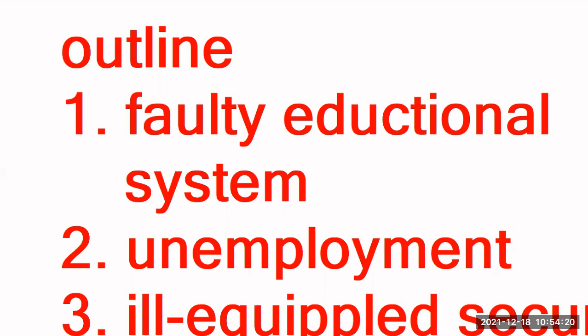Okay, so now we have attempted to jot down 3 points. Number 1 is faulty educational system. We are going to explain how this contributes to the problem of student kidnapping. All right. Faulty educational system. Number 2, unemployment. Number 3, ill-equipped security.